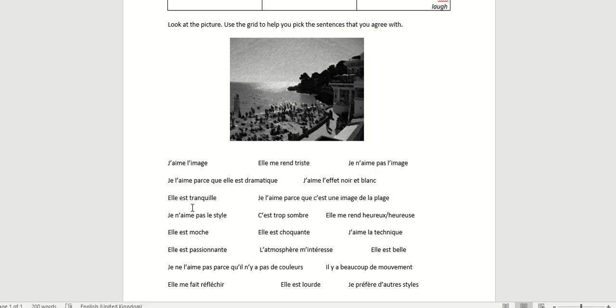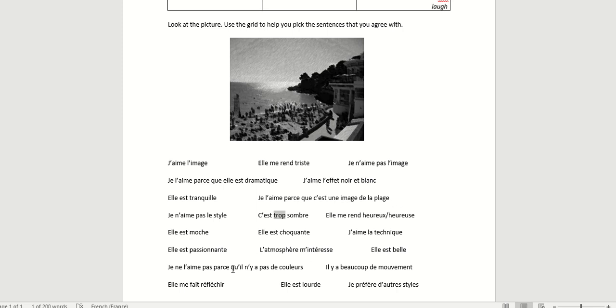Is there anything here I need to draw attention to? This word here, write it down if you've got a bit of paper. Trop means too. So this word for sombre, you'll find it in the box up there. You can do that. But trop means too. And then, of course, you can steal that and you can put it in this one. You could put elle est trop moche. It is too ugly.